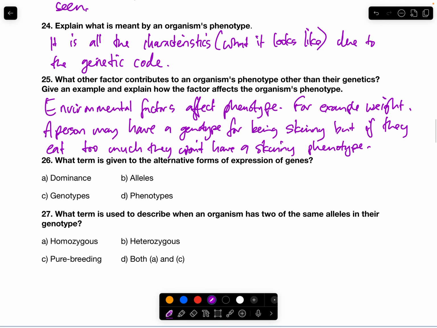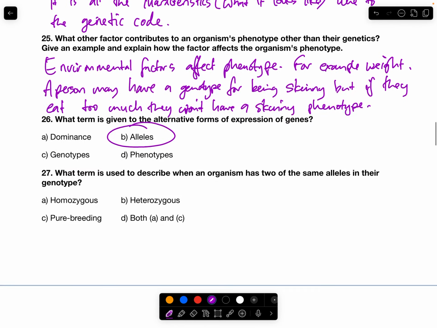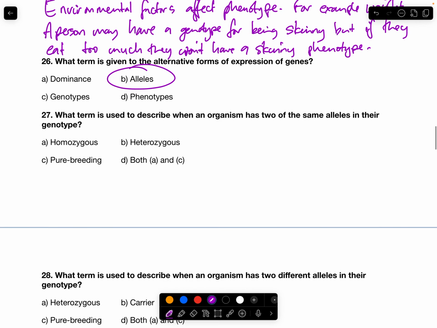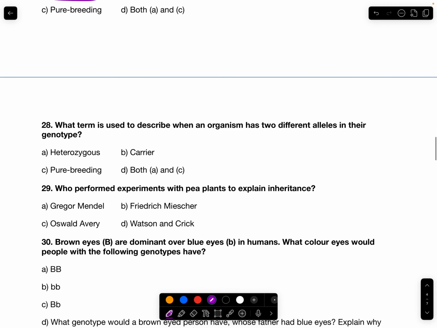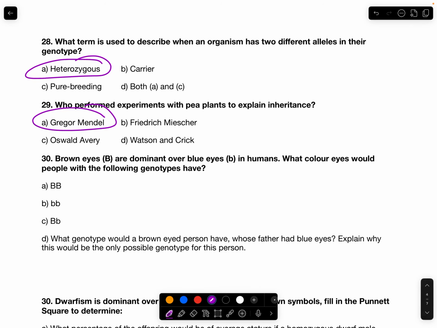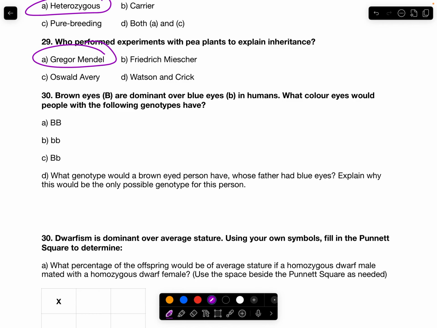What term is given to the alternative forms of expression of genes? That is the alleles. What term is used to describe when an organism has two of the same alleles in their genotype? Same means homozygous. What term is used to describe when an organism has two different alleles? Heterozygous. Who performed experiments with pea plants? That was Mendel. Brown eyes are dominant over blue eyes. What colours eyes would people with the following genotypes have? Brown, blue, brown, because it's dominant.